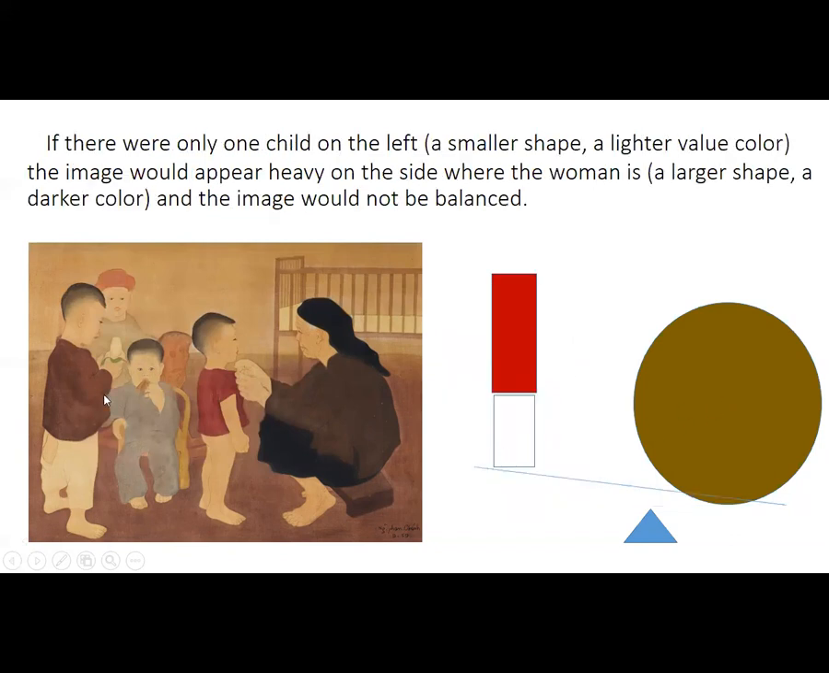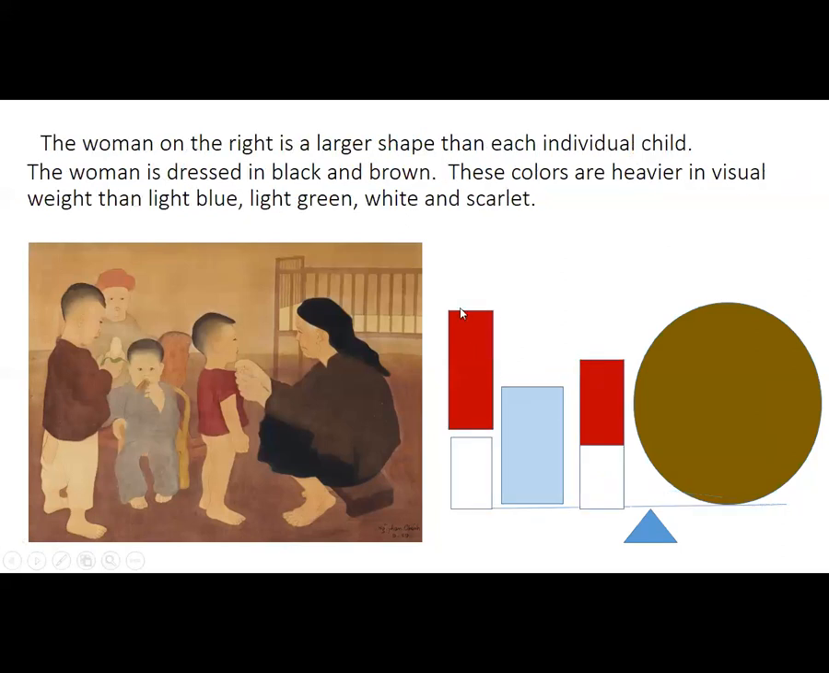If we only had one of these kids over here on the left, and then we had this big, heavy black and brown figure of the woman on the right, this scale would not be balanced. It would be too heavy on this right side for that one child. So we have to have, there's 4 kids, but I'm drawn in 3. We have to have all of those shapes to counterbalance this larger shape.